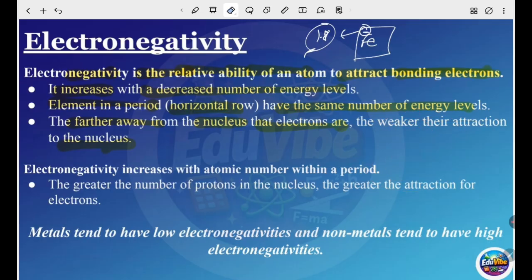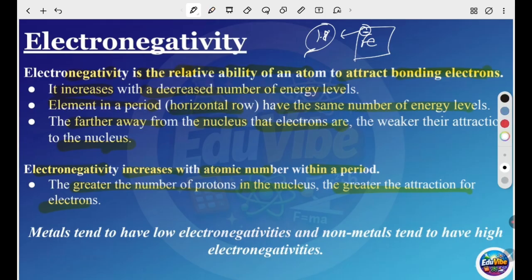So that's how the electronegativity depends on the elements, the energy levels, and how far they are from the nucleus. The next thing is that electronegativity increases with atomic number within a period. In a specific period, if the atomic number increases, the electronegativity also increases. The greater the number of protons in the nucleus, the greater the attraction for the electrons they have.